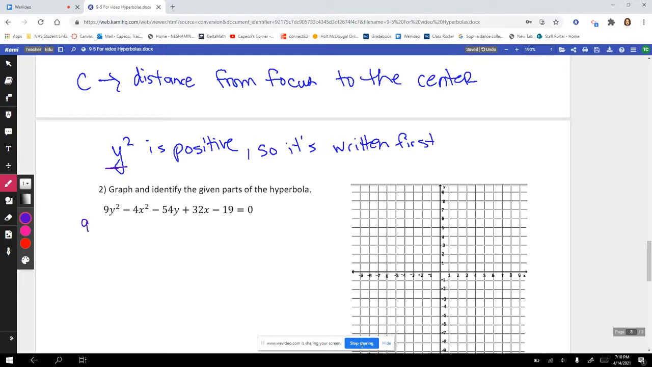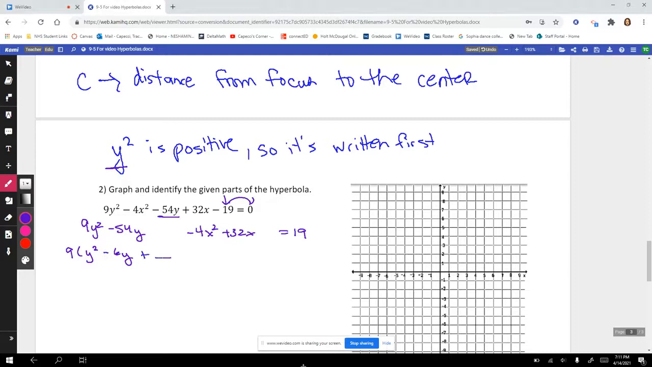Okay. So I have 9y squared. I'm going to pull out this -54y. We've been working with completing the square, so we're going to do that as well. Leave a little bit of space. Then I have -4x squared plus 32x. Little bit of space. Now I know that I need my constant to the other side. That's going to be 19. Okay, so let's take a look. I'm going to factor out a 9, and I'm left with y squared minus 6y.